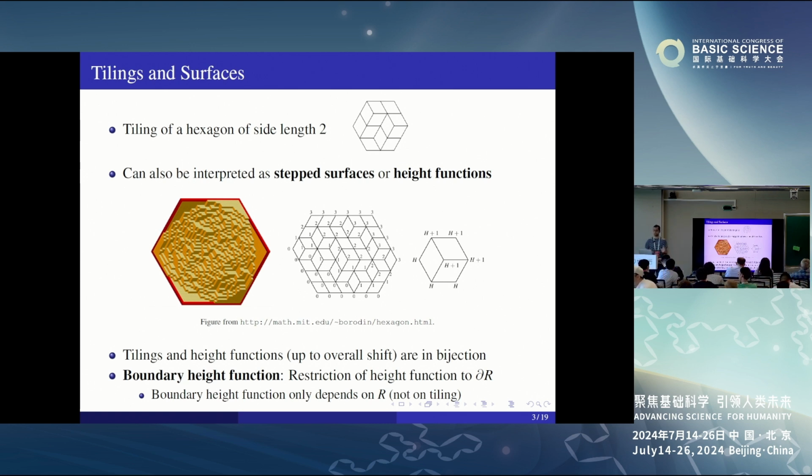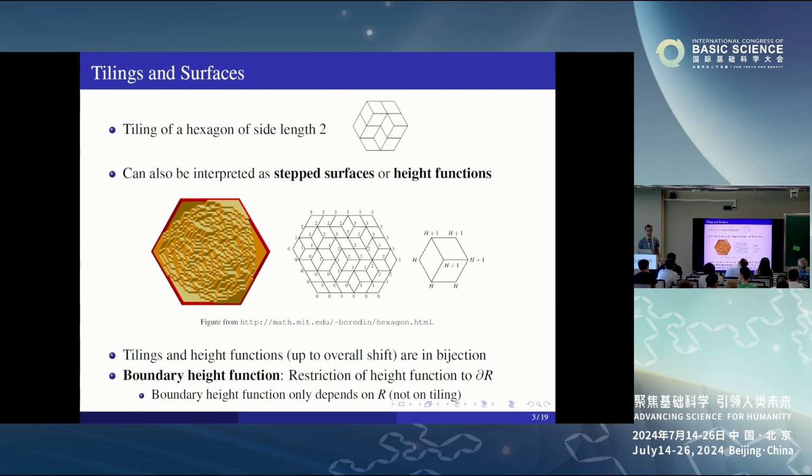These are all different but equivalent ways of explaining how to get a height function from a tiling. The one point that is non-canonical is that I said I should define the height function to be something somewhere. So this is all up to an overall shift. Given a tiling, there's a canonical height function that's defined up to an overall shift, which I get to choose.